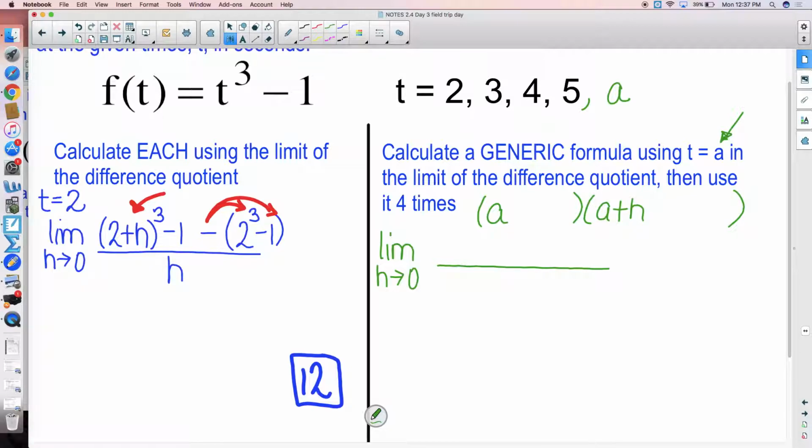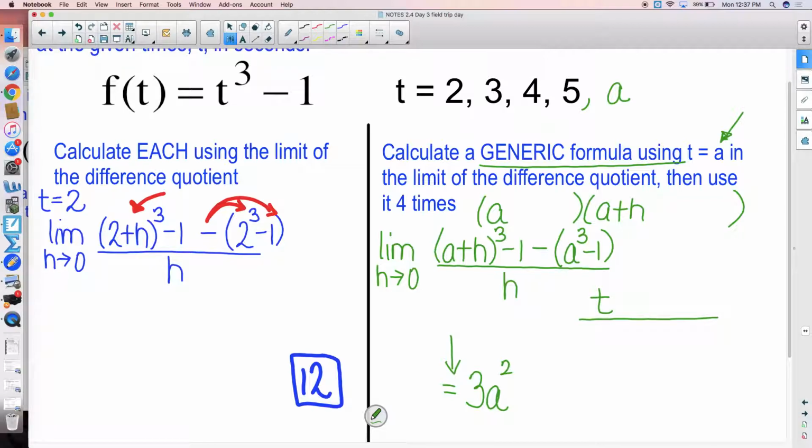So my difference quotient with A plus H and A would be A plus H quantity cubed minus 1 minus A cubed minus 1, all over H. Again, pause the video, take that over on the side, work that all out until you can come down to the limit equaling the value of, it's going to have some a's left in it. You're going to come up with a formula of 3a squared. When you do, that's going to be your generic formula that I can put any time into.